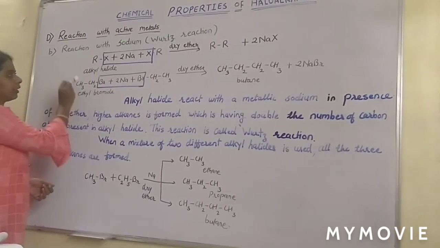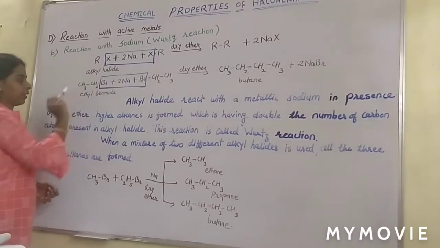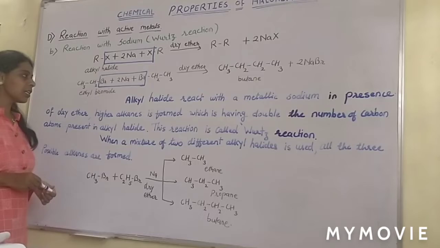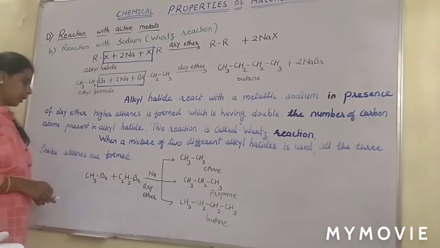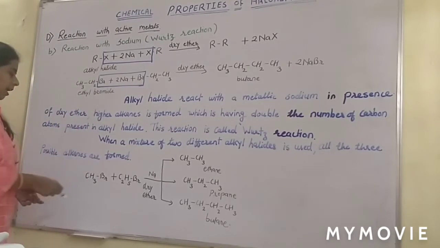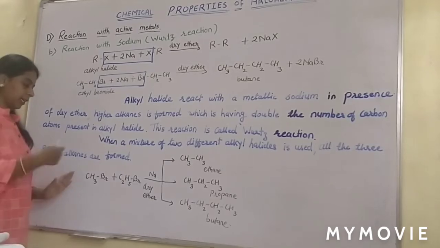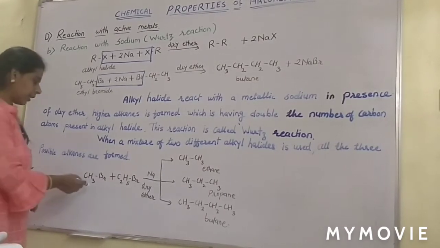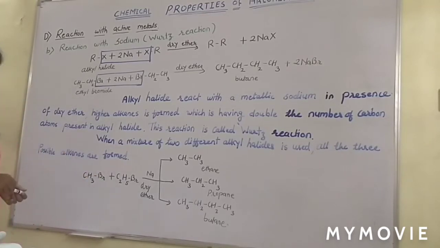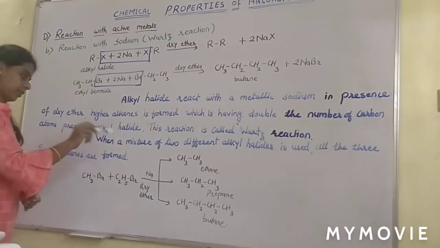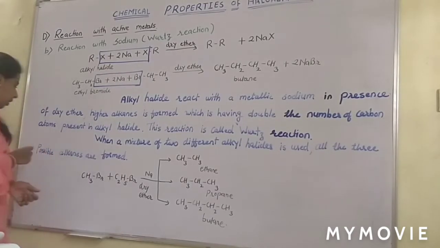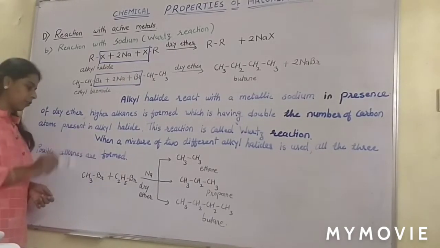Now in the above reactions, I am taking two alkyl halides, but both alkyl halides have the same alkyl group. Now suppose one alkyl halide has one alkyl group and another alkyl halide has another alkyl group, meaning different alkyl halides are taken in this reaction, then we'll see about that reaction. When a mixture of two different alkyl halides is used, all three possible alkanes are formed.